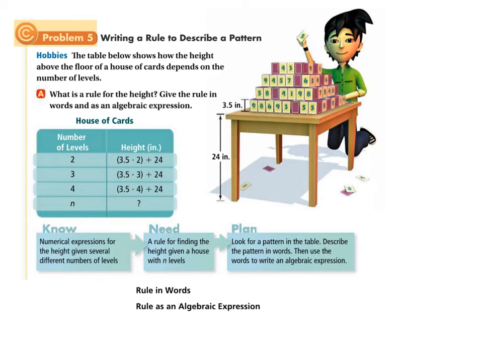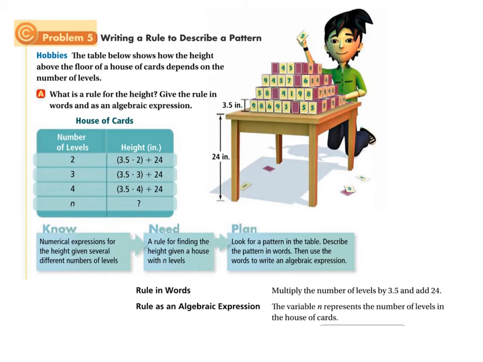Here's how we can write this. For words, we could just say you multiply the number of levels by 3.5 and then add 24. That's the rule that's going on here, yeah? And the variable n represents the number of levels of the house of cards.